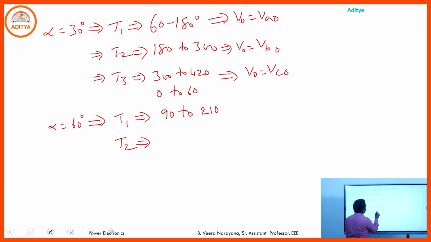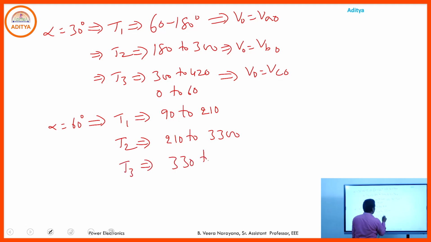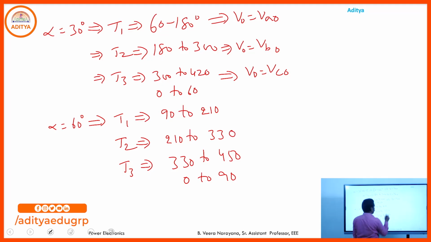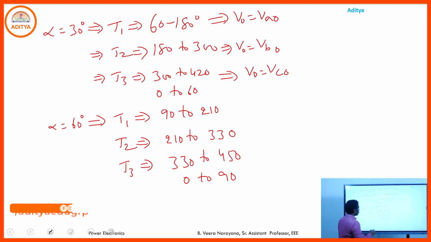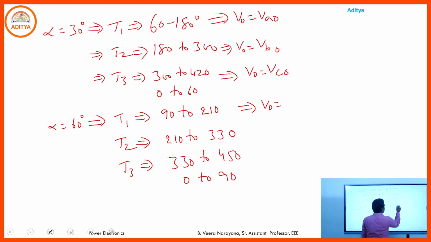Where is T2? 210 to 330. T3 is 330 to 450, similarly 0 to 90. But observe here, here you have V0 equal to VA0, V0 equal to VB0, and V0 equal to VC0.